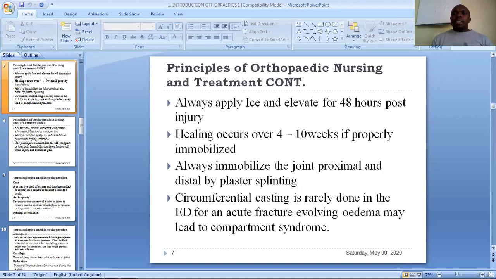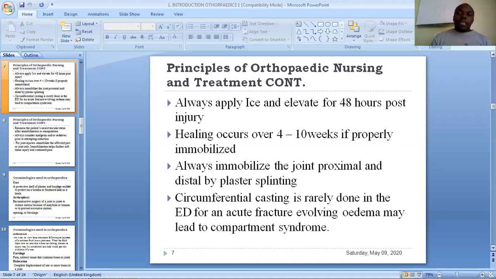You actually understand that compartment syndrome is one of the complications that happens in fractures, especially if someone has got edema on the affected limb, then don't do circumferential casting. Don't apply the cast around the affected limb. Only apply the cast when the edema has subsided. That's why mostly if someone has a fracture, they need to apply the cast.